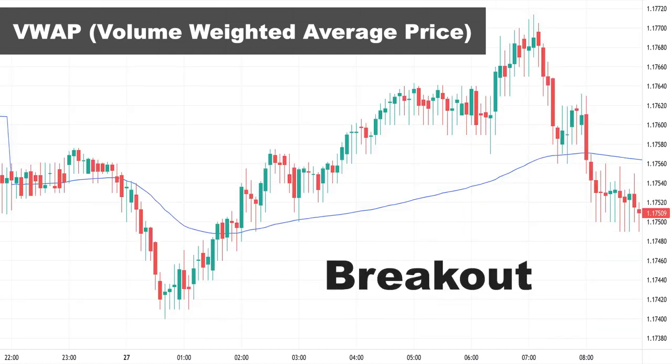Another signal that we can get from VWAP is breakout. Generally, when the price goes above the VWAP line, it means that the bulls were strong enough and managed to push the price higher than the average value. So when the price breaks above the VWAP line, it's a buy signal, or a signal for opening a long position. And similarly, when the price goes below the VWAP line, it indicates that the bears were strong enough and managed to drive the price lower than the average value.